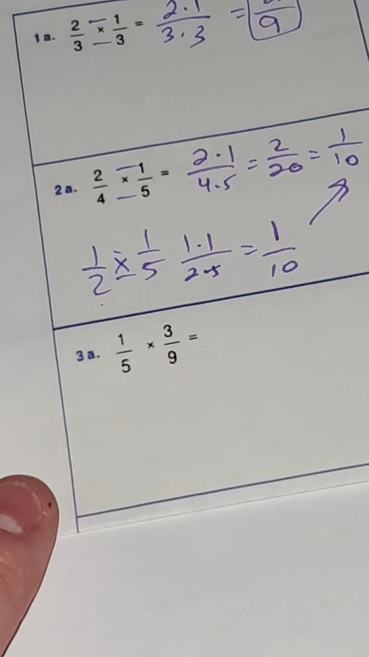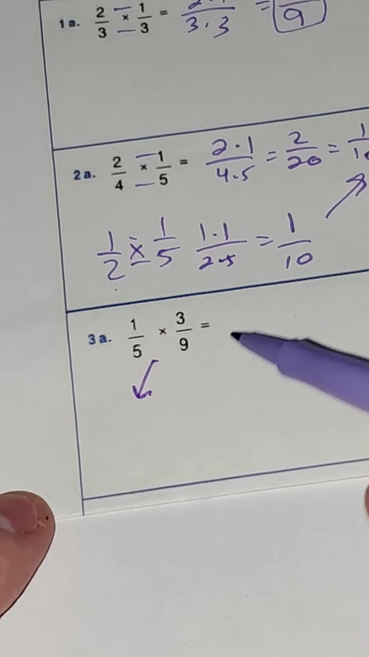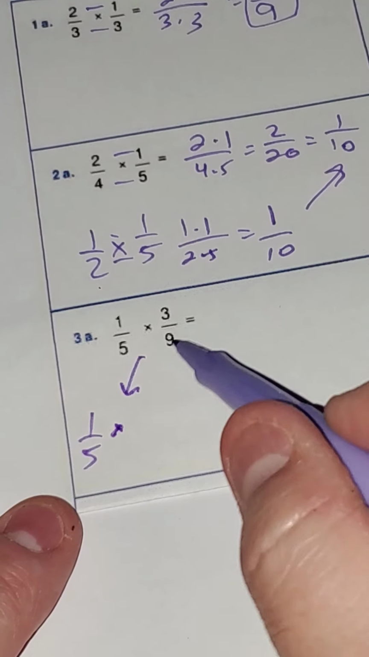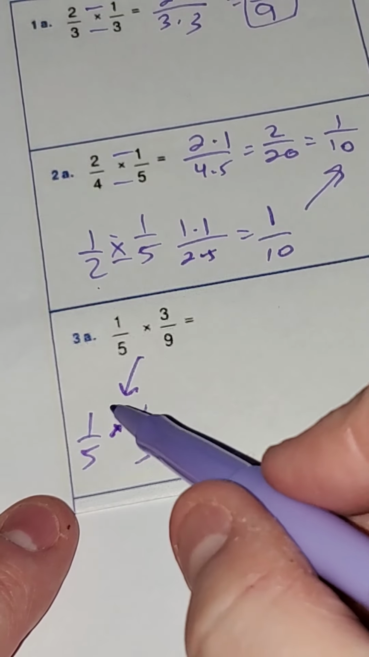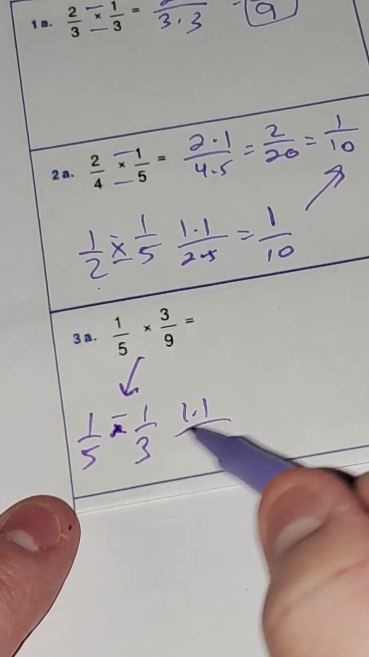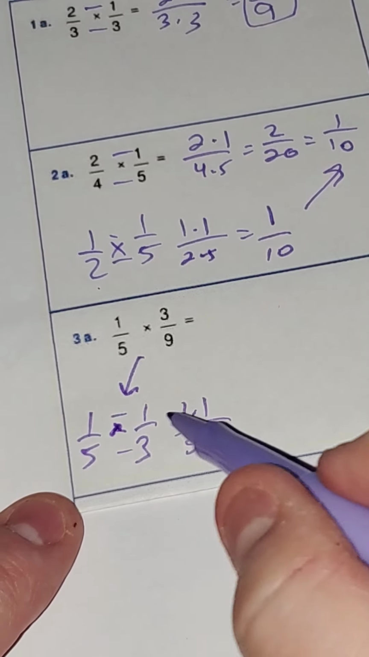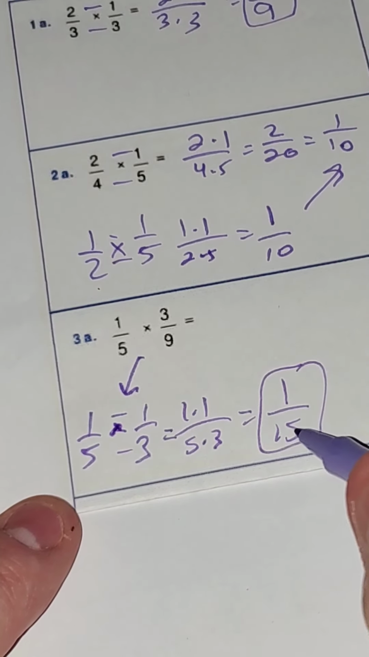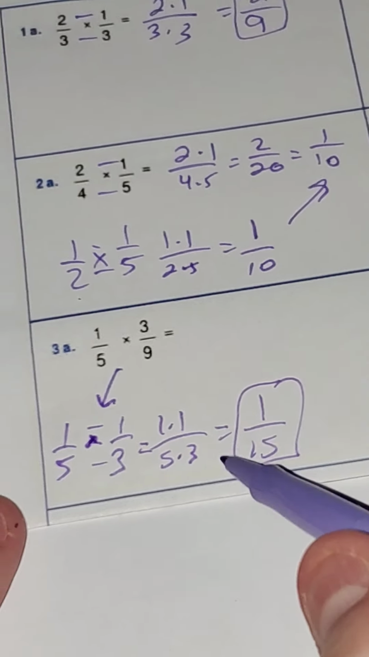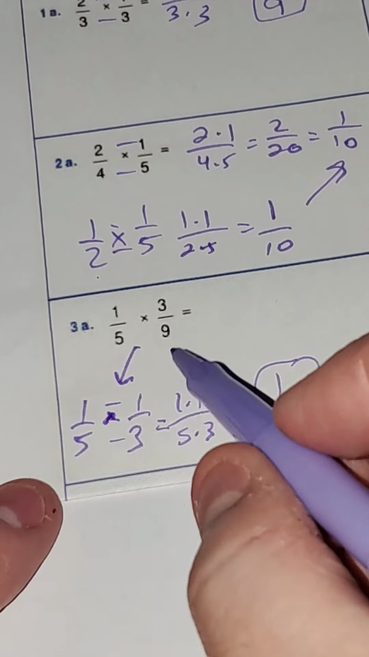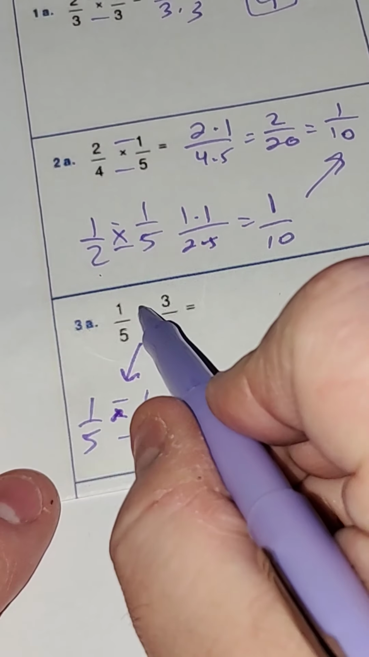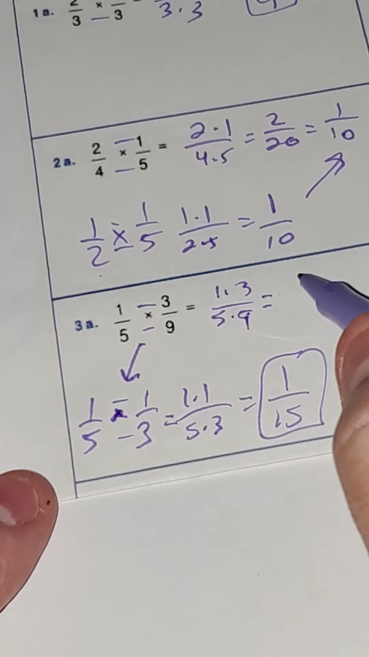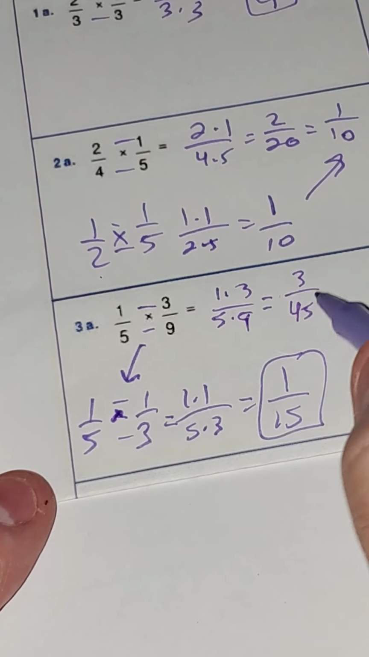Moving on to 3a. I'm going to show you real quick if you're the kind that likes to reduce. The 1/5 does not reduce. However, 3 over 9 is the same as 1/3. This gives me 1 times 1 over 5 times 3. 1 times 1 is 1, 5 times 3 is 15. When we get done here, we'll have a reduced fraction of 1/15. Now, if you don't understand these shortcuts in the beginning, then just do 1 times 3 and do 5 times 9. 1 times 3 is 3, 5 times 9 is 45.